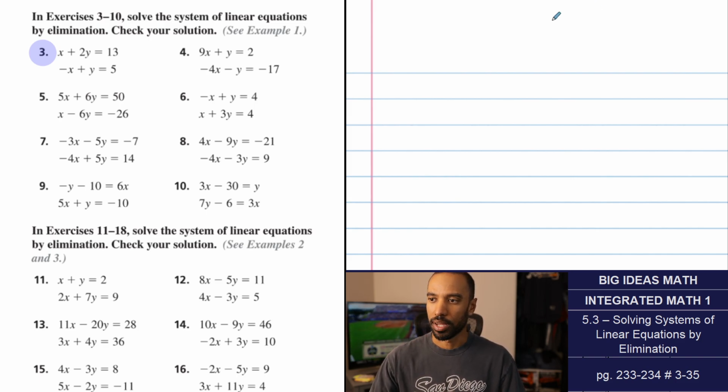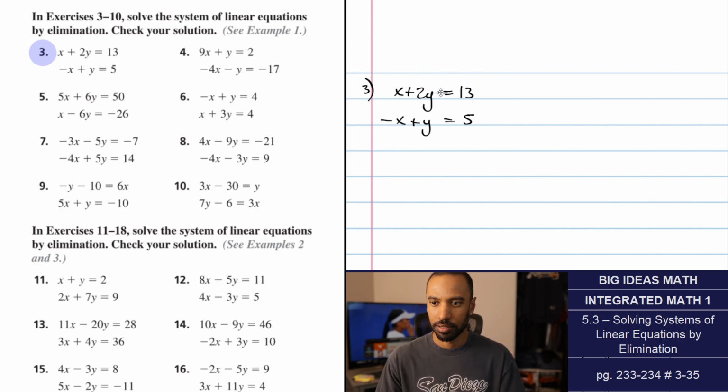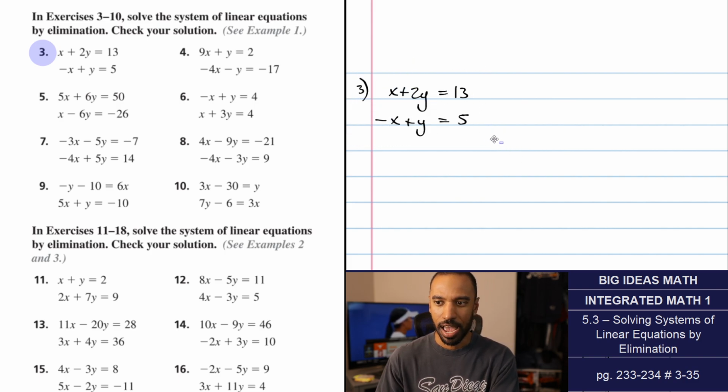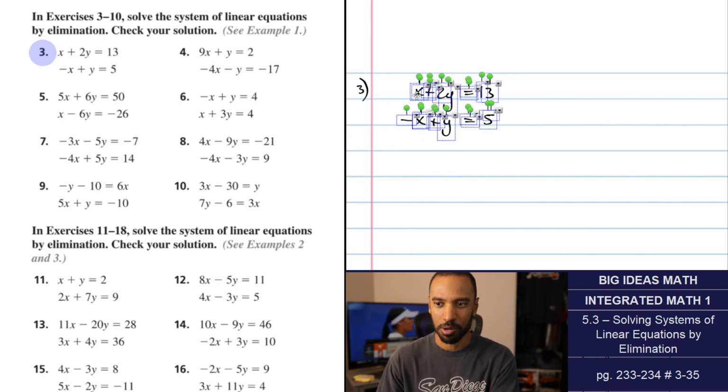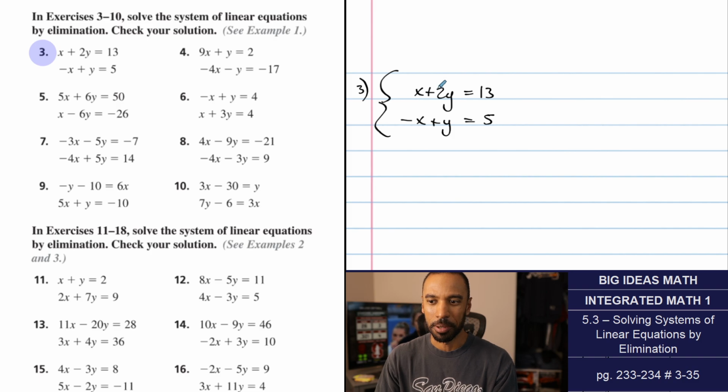So let's start with number 3. We have x plus 2y equals 13 and negative x plus y equals 5. Sorry, I want to kind of move these over. I like to curly brace systems for some reason. I felt like it was missing without it. Maybe, maybe not. Maybe that gets in the way. But they're setting you up already to eliminate variables. They want to start that from the jump.